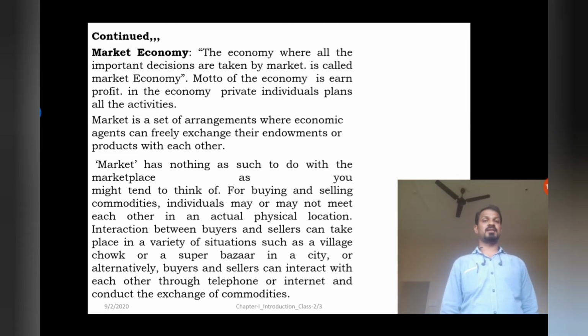Market has nothing as such to do with the marketplace. It means market is not merely a kind of geographical area or a particular kind of place. That is the meaning of that sentence. Market has nothing as such to do with the marketplace as you might tend to think of.